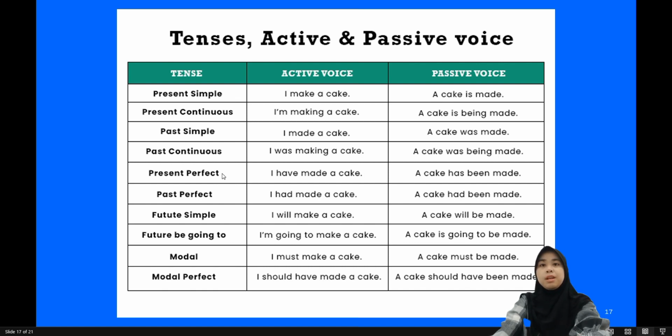Present perfect: I have made a cake. A cake has been made. Past perfect: I had made a cake. Passive voice: a cake had been made. Future simple: I will make a cake. A cake will be made. Future be going to: I'm going to make a cake. A cake is going to be made. Modal: I must make a cake. A cake must be made. Modal perfect: I should have made a cake. A cake should have been made.